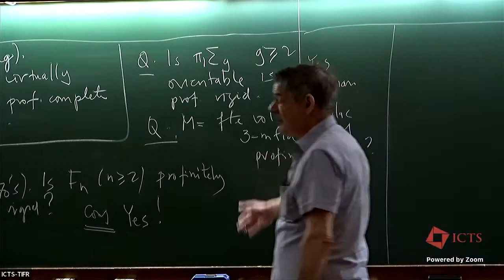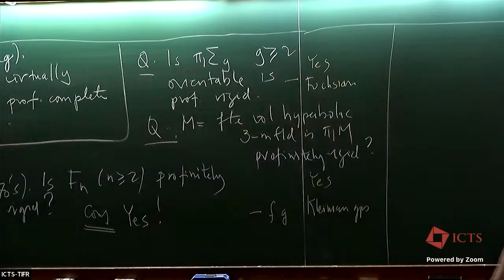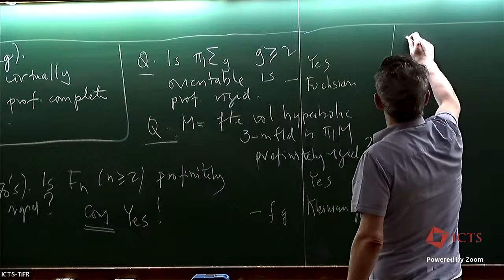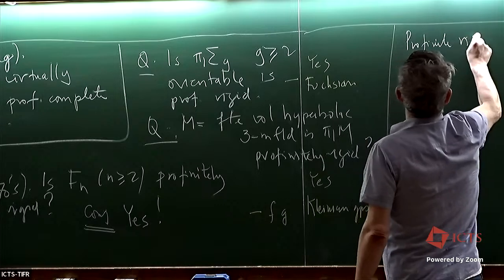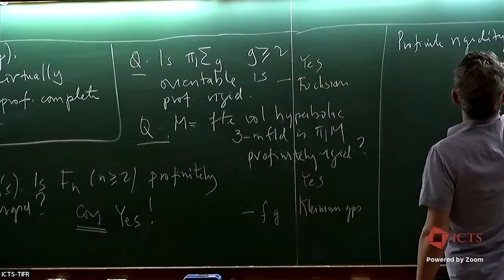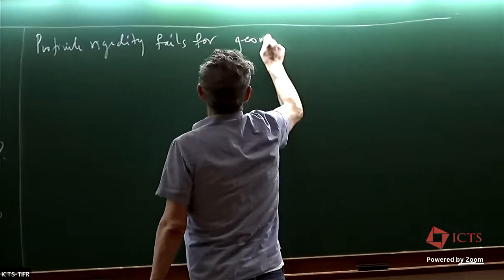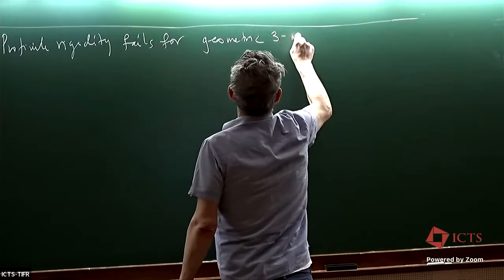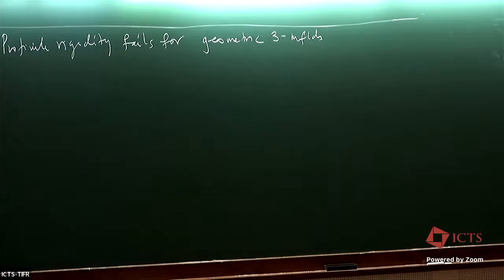And if you're of a low-dimensional topology bent, which I am, you might wonder about 3-manifolds more generally, and it's just not true. Profinite rigidity fails, even for geometric 3-manifolds in the sense of Thurston. There are examples of Seifert fibered spaces and torus bundles over the circle for which the manifolds are not homeomorphic, but the fundamental groups have the same profinite completion.